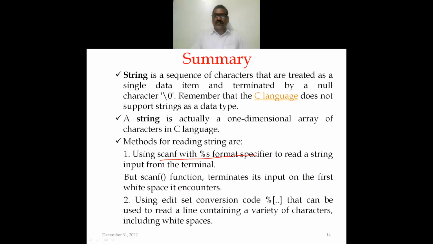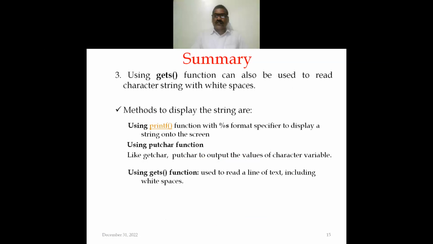The difficulty with scanf with the %s format string specifier is that it reads the string only until it encounters a white space character. Once a white space character is encountered, it stops reading the string. The second method is the edit set conversion code, that is the percentage followed by square brackets, which is used to read a line containing a variety of characters including white space. And the third method is the gets function, which is used to read a character string with white space also.